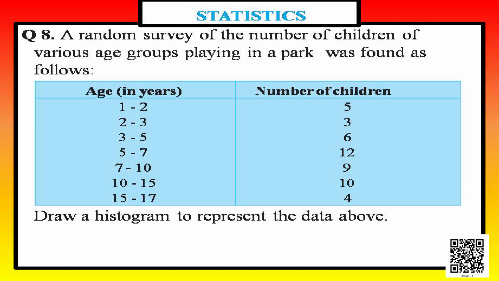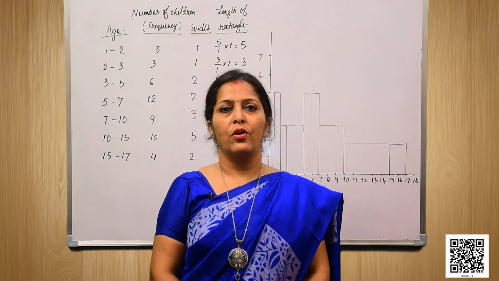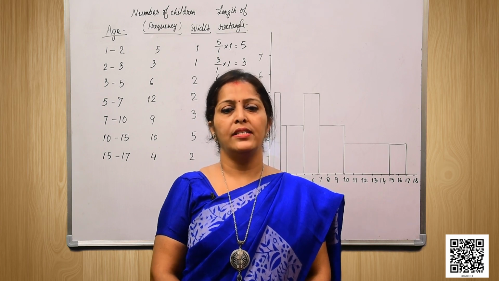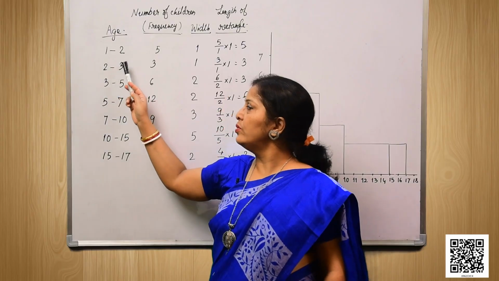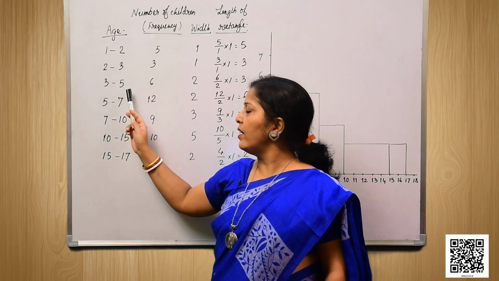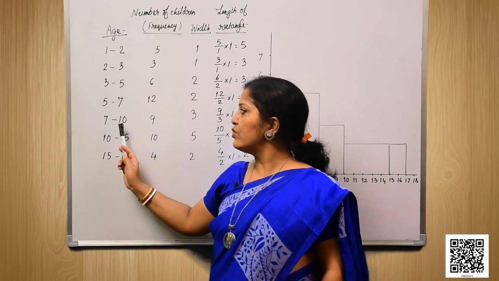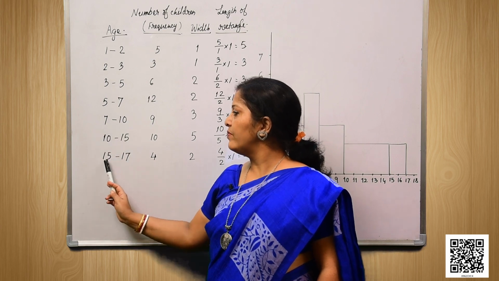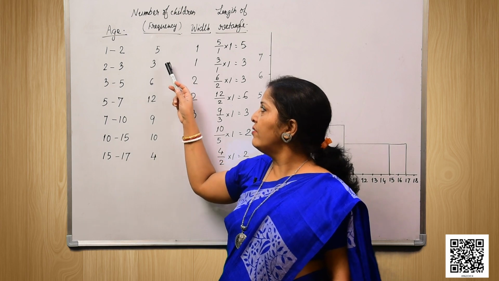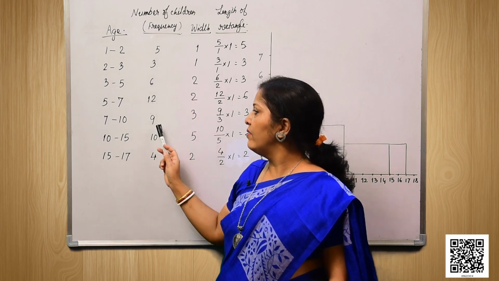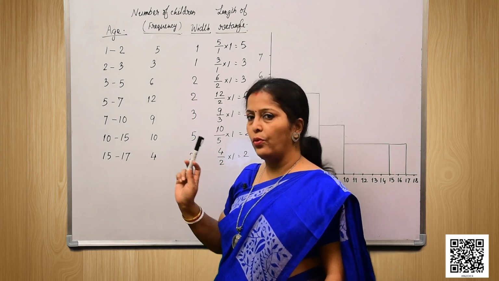So let us solve it now. So here is the solution for question number 8 of exercise 14.3. Let us see now. We were given the ages of the children in this manner, that is 1 to 2, 2 to 3, 3 to 5, 5 to 7, 7 to 10, 10 to 15 and 15 to 17. And the frequencies are 5, 3, 6, 12, 9, 10 and 4.